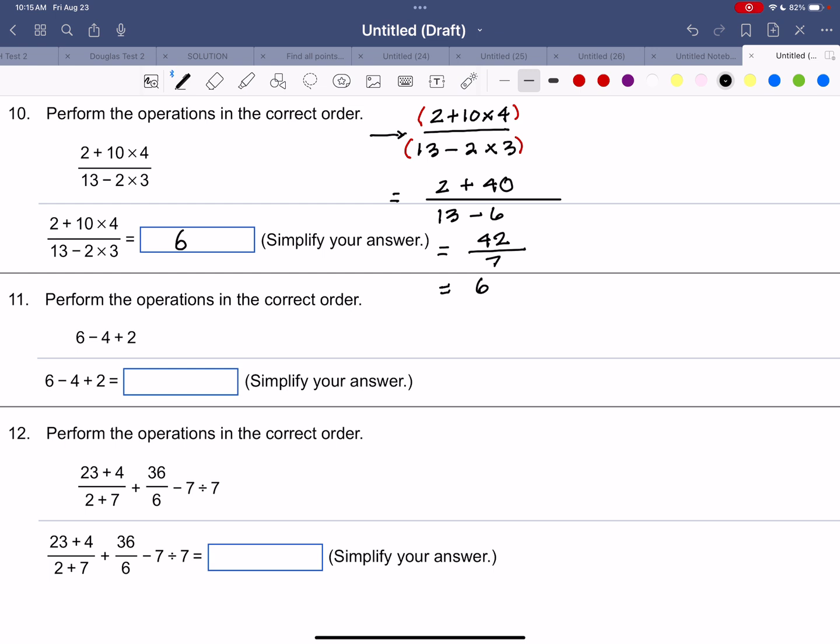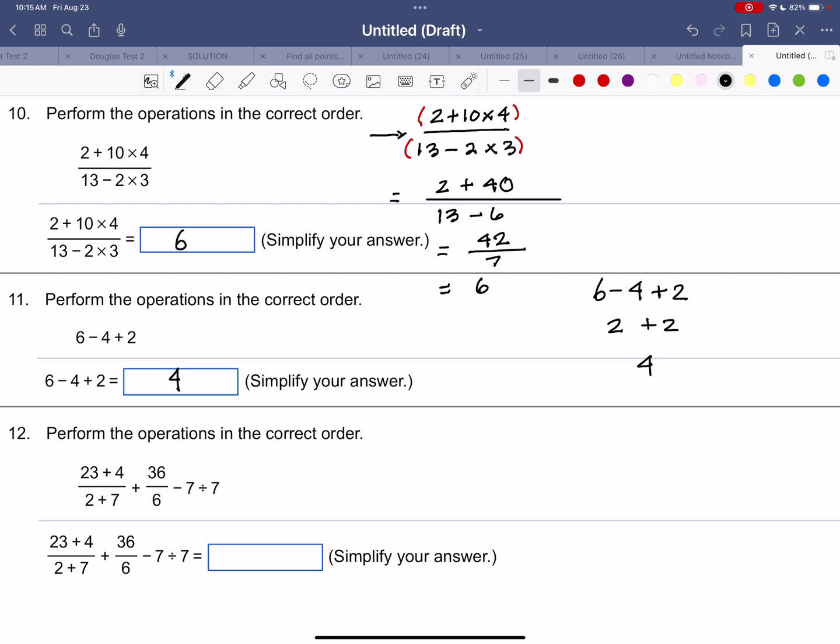Number 11, copy the problem. 6 minus 4 plus 2. 6 minus 4 is 2, plus 2. My final answer is 4. Don't add first. Be sure you go add, subtract left to right. Final answer is 4.